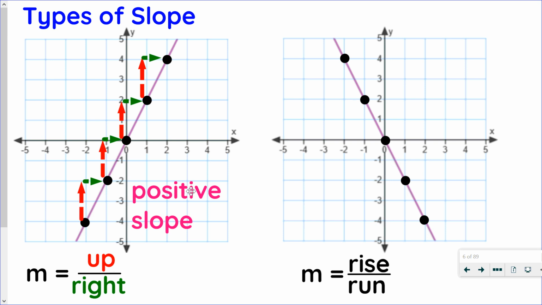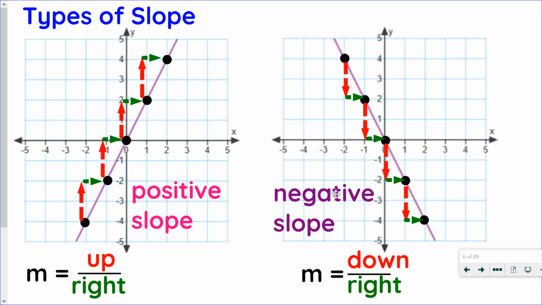Now reading this one here, from left to right, I am going down and to the right. So since I'm going down and to the right, this would have a negative slope.